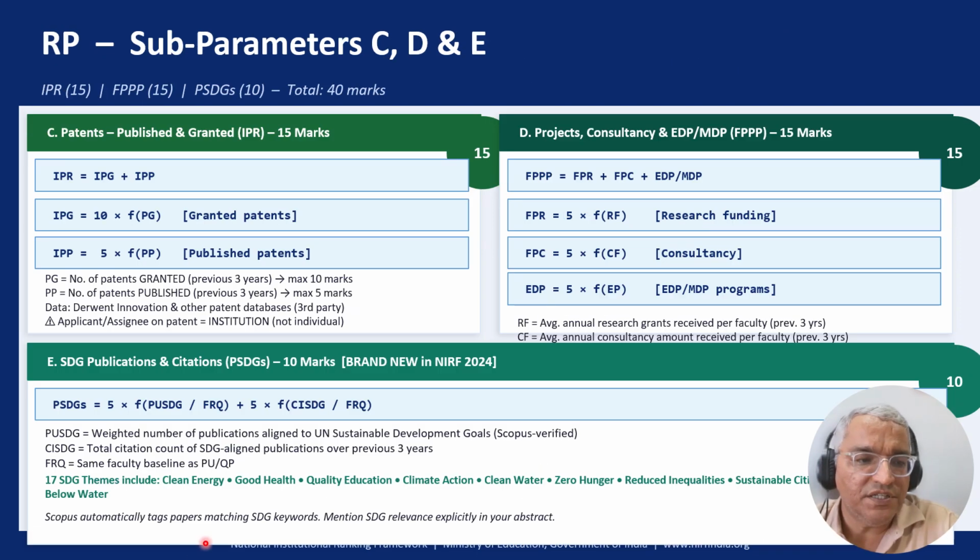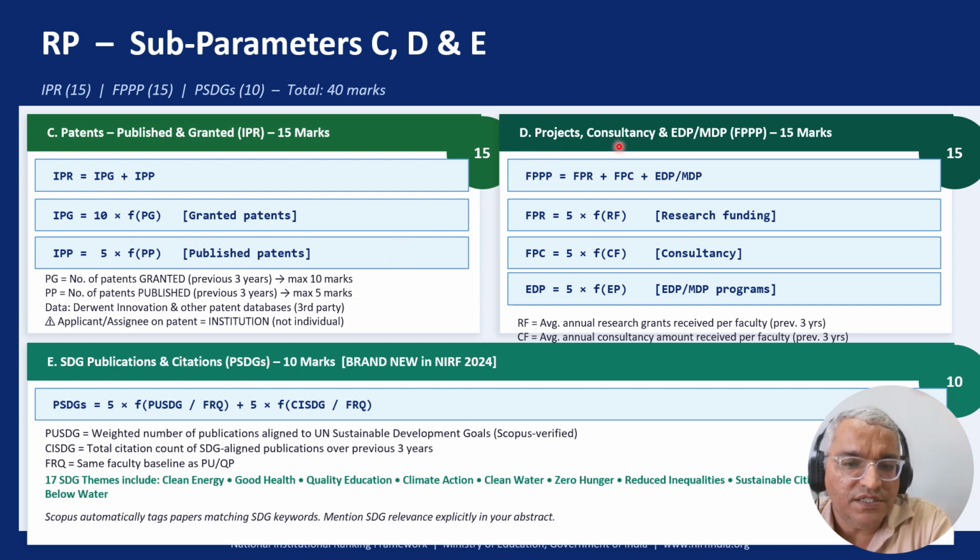Parameter C is patents published and granted. If the patent is published, that carries 5 marks. If the patent is granted, that carries 10 marks. So total weightage is 15 marks for the patents. PG is number of patents granted in previous 3 years, carries 10 marks. PP is the number of patents published in last 3 years, carries 5 marks. The innovation and other patent databases are again captured from third parties.